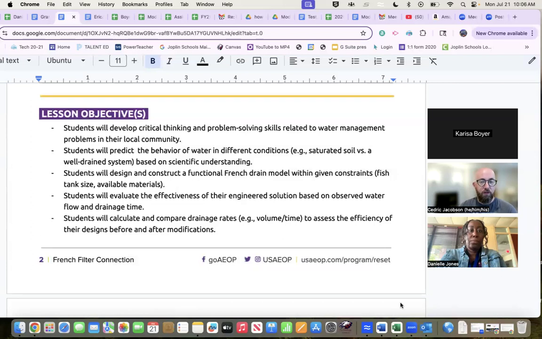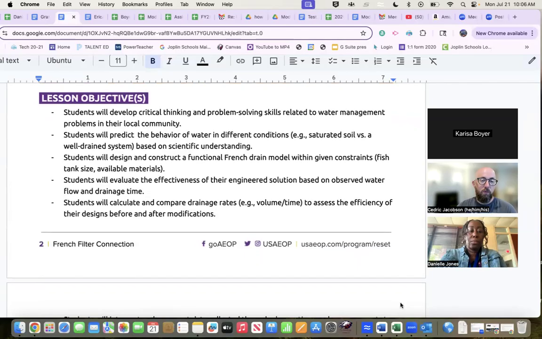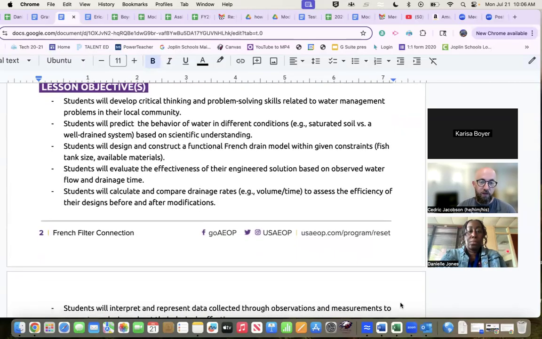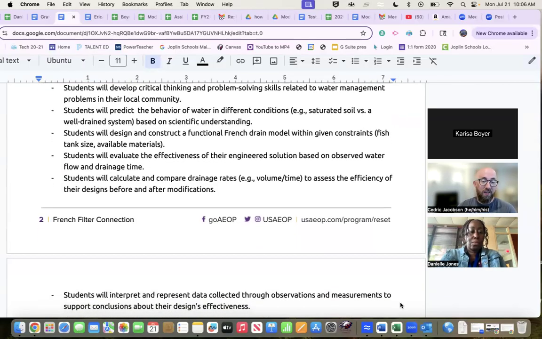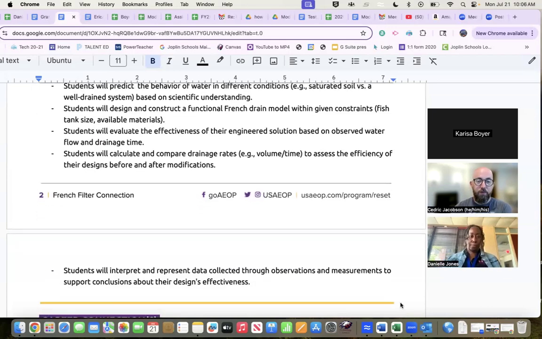More specifically, though, if we think about the lesson objectives, we are having students develop critical thinking and problem-solving skills specifically through this lens of water management. We will also think about the behavior of water in different conditions, for example, saturated versus a well-drained system. Students will also design and build a functional French drain model. Then they'll work to evaluate the effectiveness of that solution based on a number of different factors. They'll be doing a little bit of math to assess the efficacy of optimization attempts. And then finally, we'll work on communicating that data to their peers.